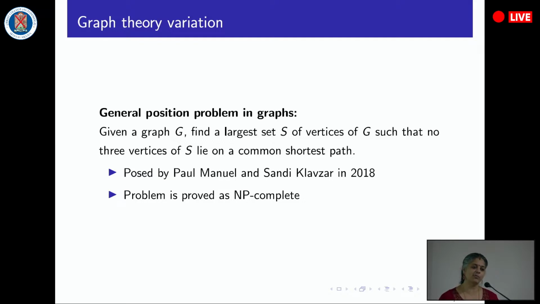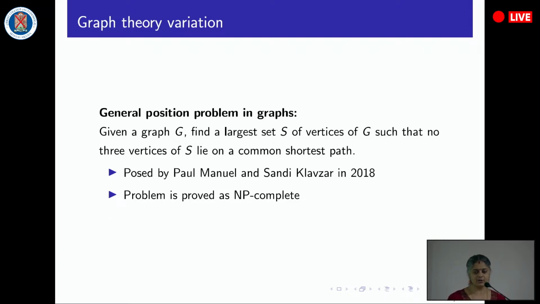So how to do that? In the way Paul Manuel and Sandy Klavžar suggested, they were considering all shortest paths between every pair of vertices. So you are looking for a set S such that you take any two vertices from that set S and consider all shortest paths connecting these two vertices. A third vertex from S should not be an intermediate vertex. So this is the way Paul Manuel and Sandy Klavžar extended the problem to graph theory, and in that paper itself it was proved that finding such a set is an NP-complete problem, and obviously we are trying to maximize the number of points.